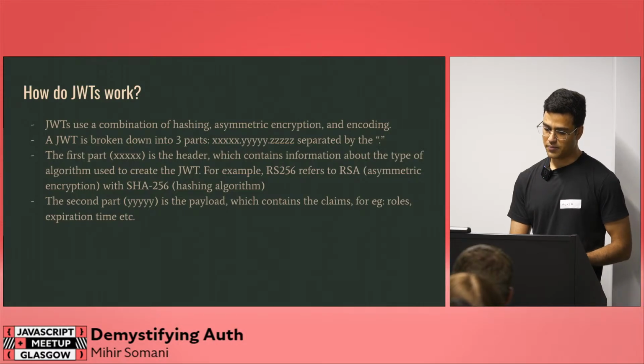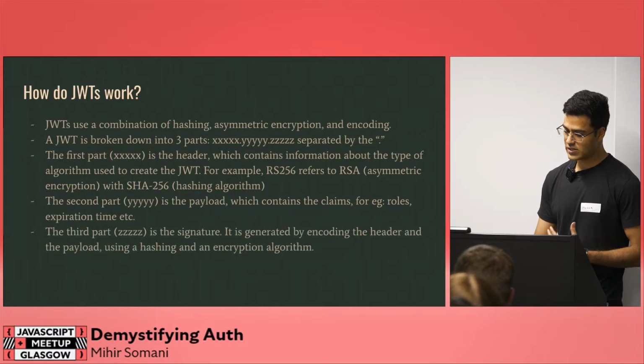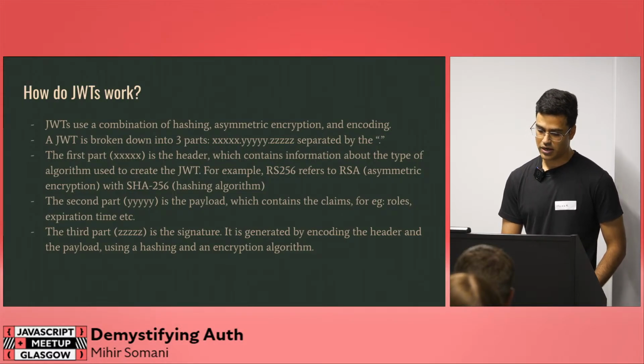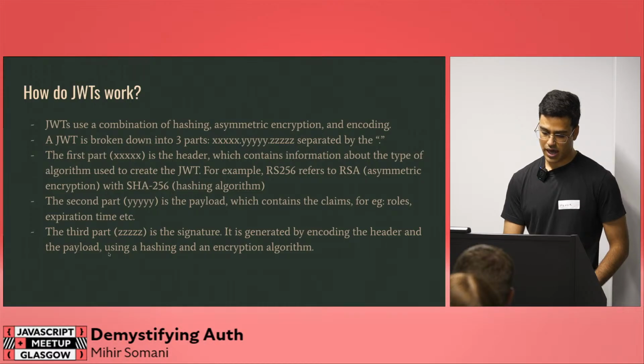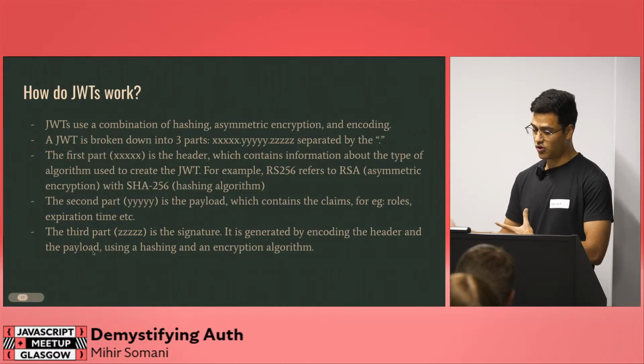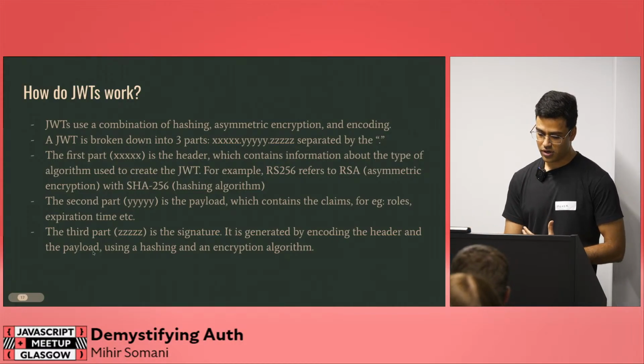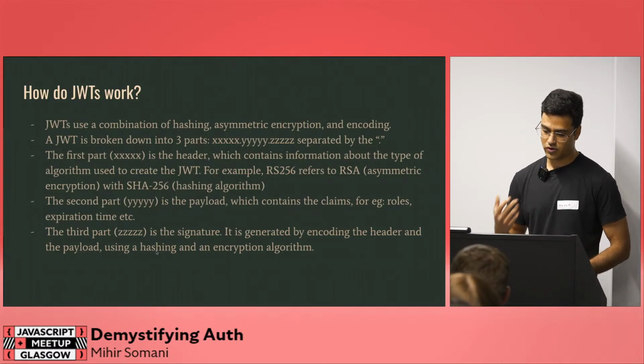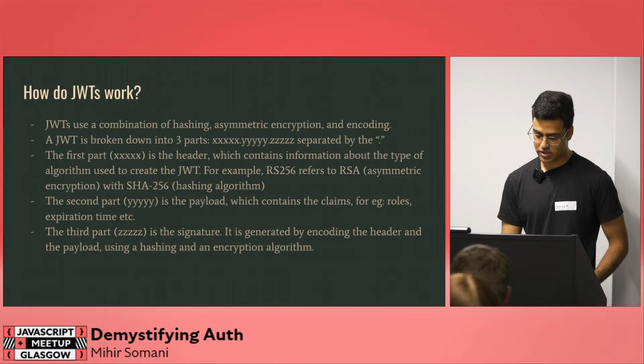The second part is the payload. Payload is kind of what we really care about, which contains the roles of the users. So are you a read-only user? Are you a professor? Are you a student? Things like that. And the third part is the signature. Signature, it depends on how you look at it, but is one of the most important parts of the JWT. It is essentially generated by encoding the header and the payload. So again, encoding, which in our case would be base64, using a hashing and an encryption algorithm. So it's literally using all 3 of these things together to create something called the signature. We'll see why signature is such an important thing in a second.